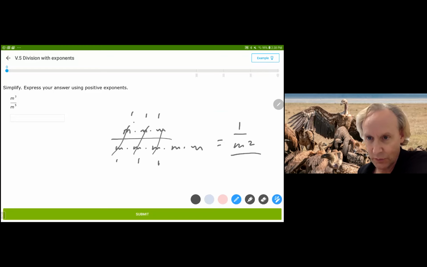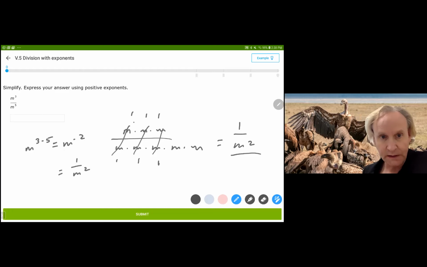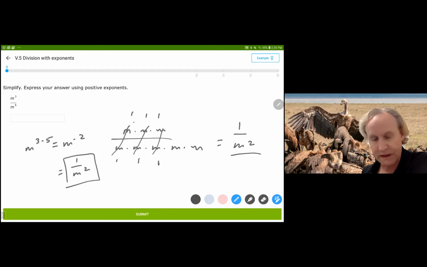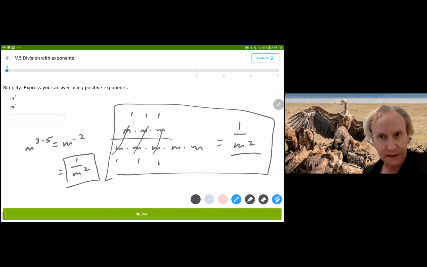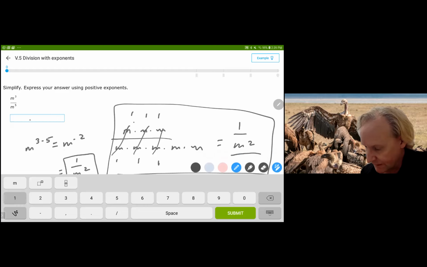Some people will say, well, you don't want to do this. You want to subtract the exponents, giving you m to the 3 minus 5, which is m to the negative 2. But keep in mind, negative exponents mean move it across the division line and change the sign. So of course, this is 1 over m squared. So those are the two ways of handling it. Clearly, this would be the more effective, efficient method. This one is more about understanding what the underlying math is saying. So it's 1 over m squared, any way you slice it.